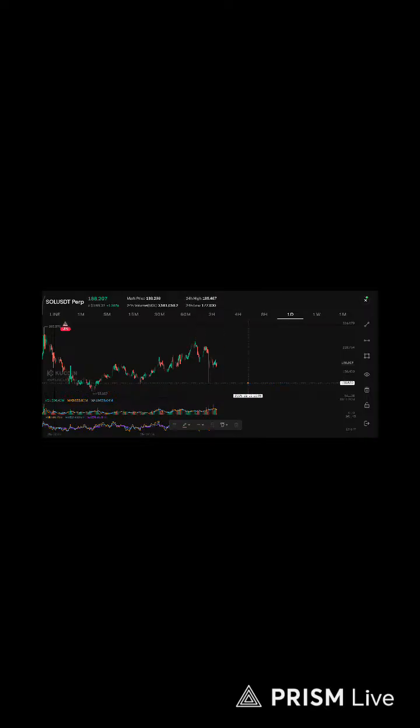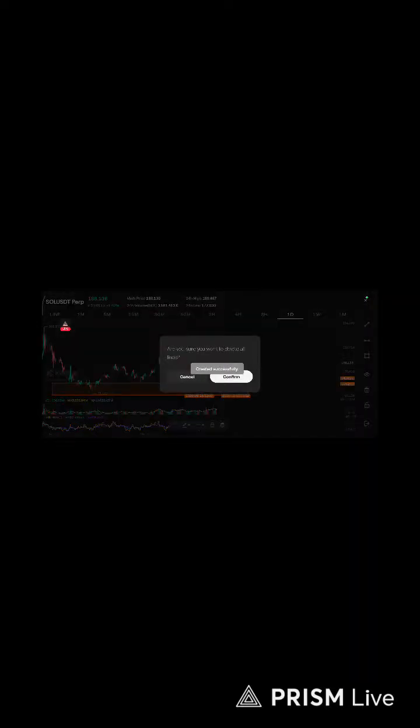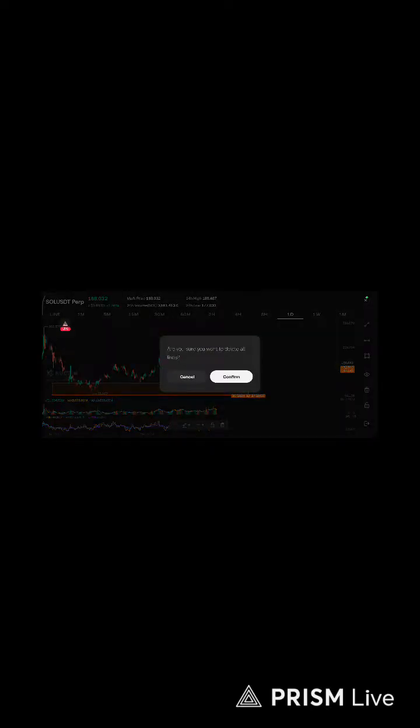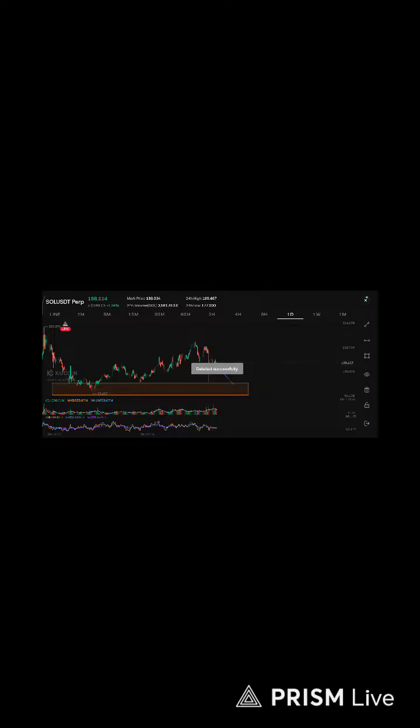This is what I was trying to explain. We can decide to take our support from here, so that when the market reaches this zone, you can decide. No, you delete that particular line.